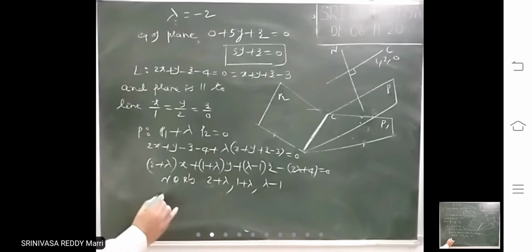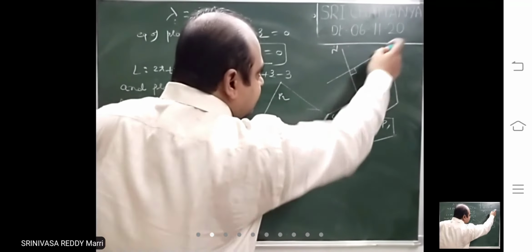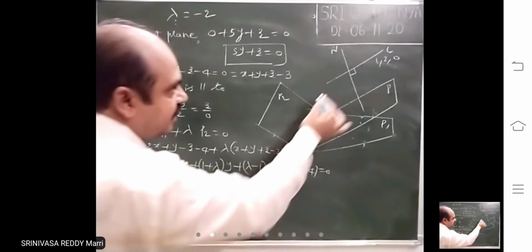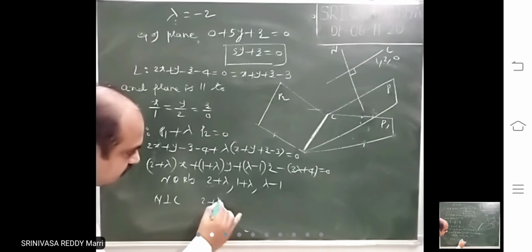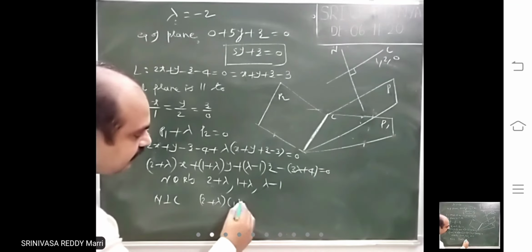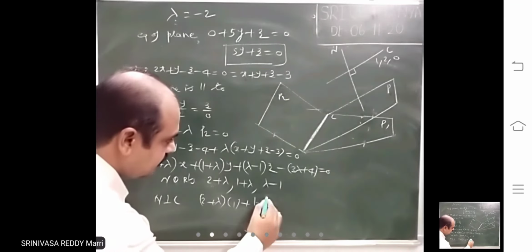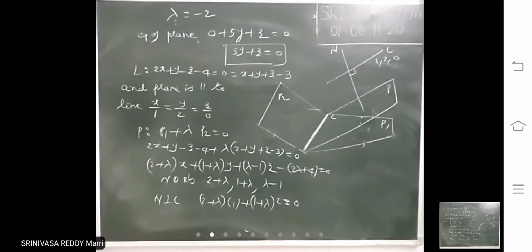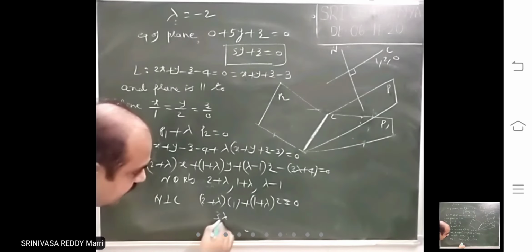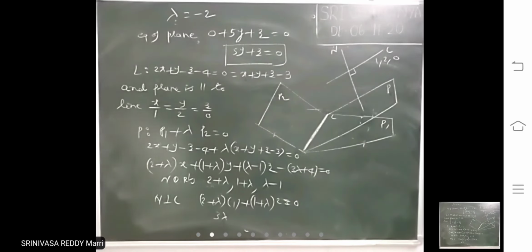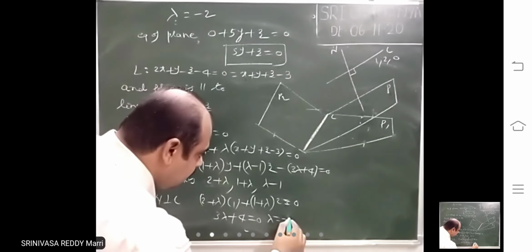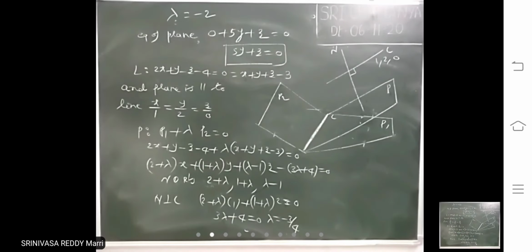Right? The normal is perpendicular to this L because this line is parallel to the plane. That means apply the perpendicularity condition for this normal and that L. So (2 plus lambda) into 1 plus (1 plus lambda) into 2 equal to 0. That means you will get 3 lambda plus 4 equal to 0. Lambda equal to what? Minus 4 by 3.